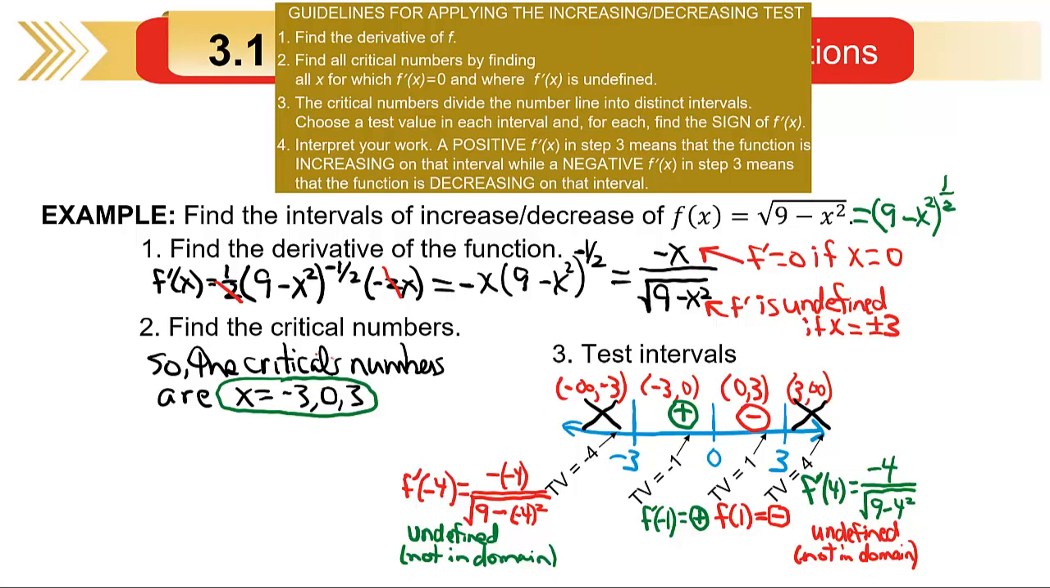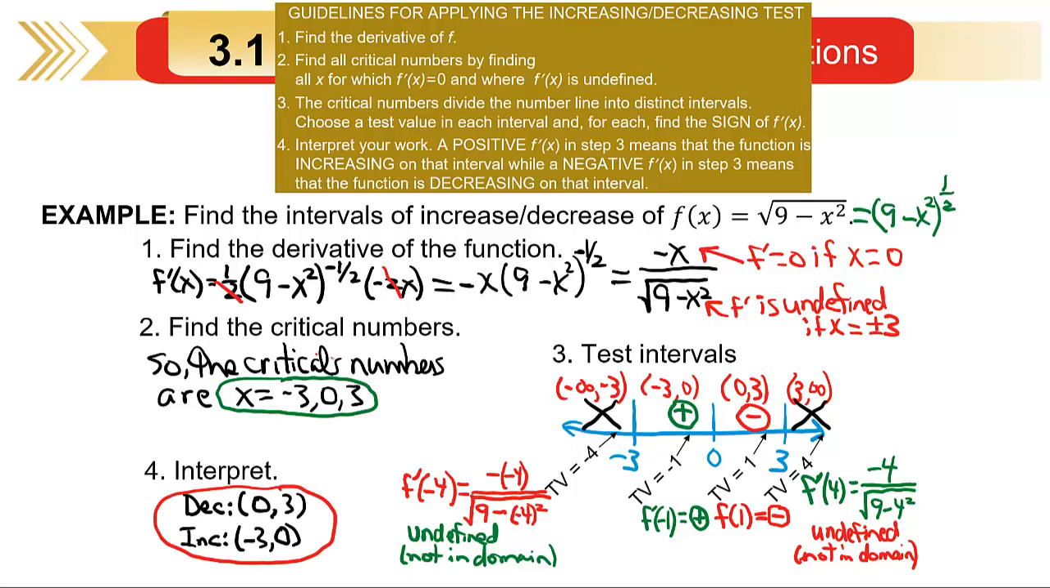But within those intervals, I can now say, interpreting my increasing decreasing chart, that the function is decreasing where there's a minus sign, that would be 0 to 3, and increasing where there's a plus sign, that's minus 3 to 0. Once you get the hang of this, it's not that bad, but it does take practice, and you have to think about what you're doing on every step.